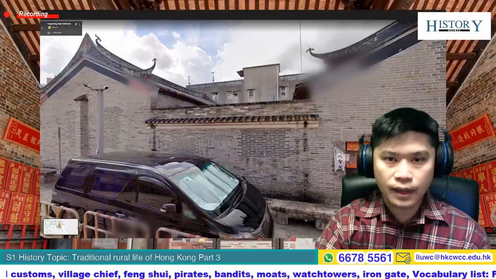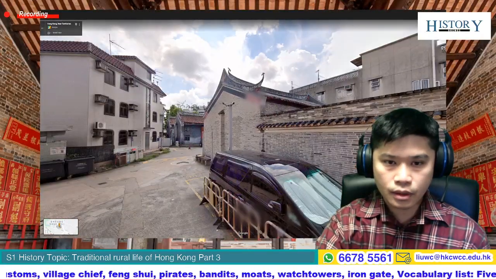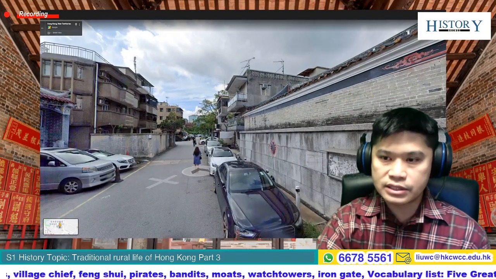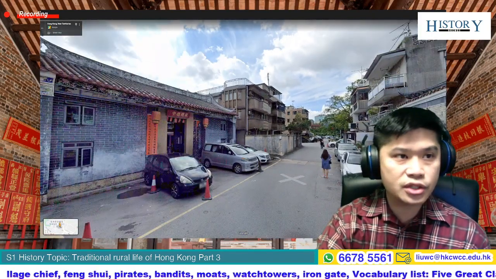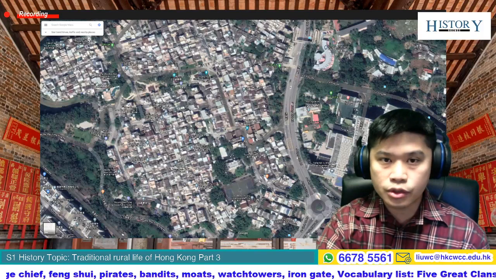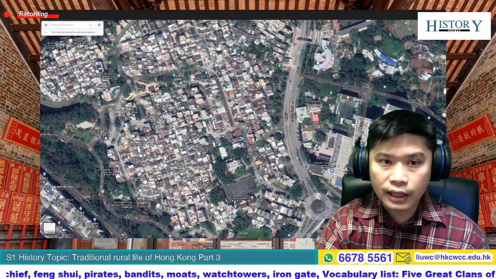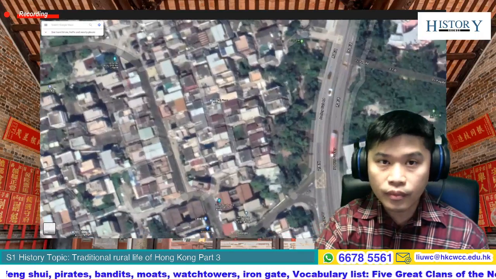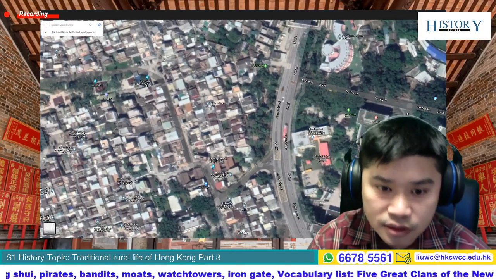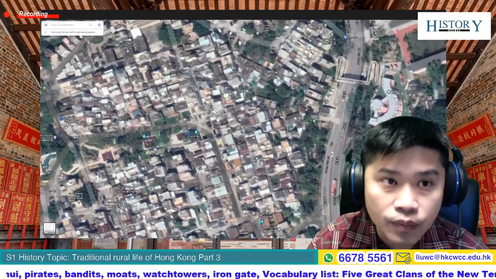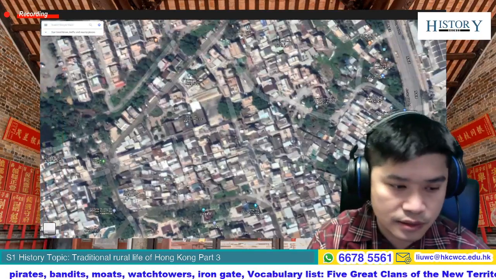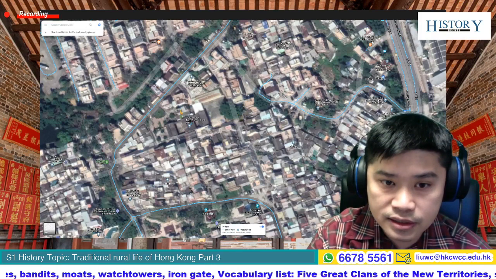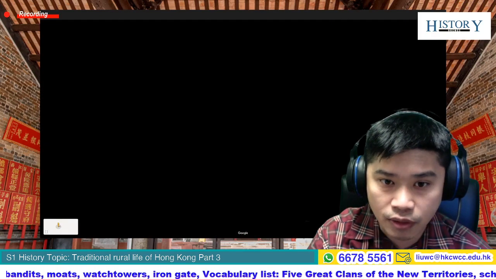So therefore, you can see that. That would be about some scenes in the walled village, and also I may show you another ancestral hall, if I remember correctly. It would be here. Ah, yes, here. Let me show you something inside the ancestral hall.